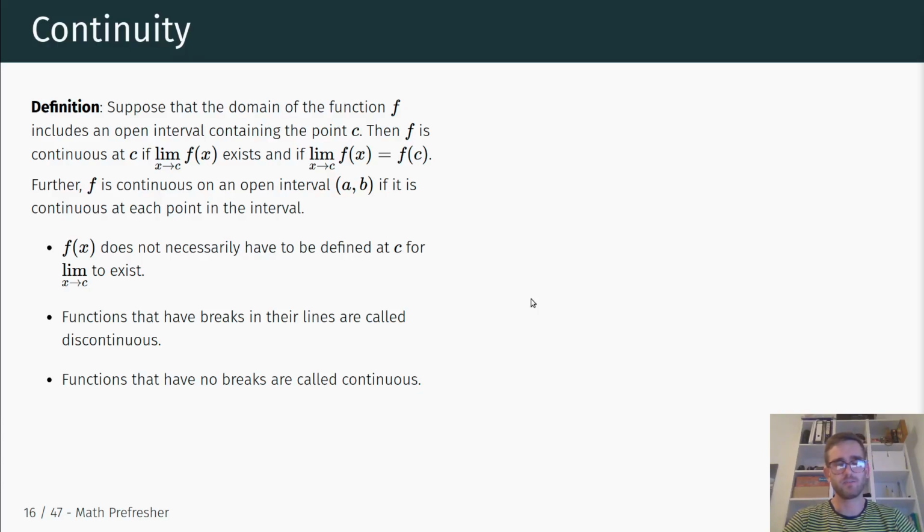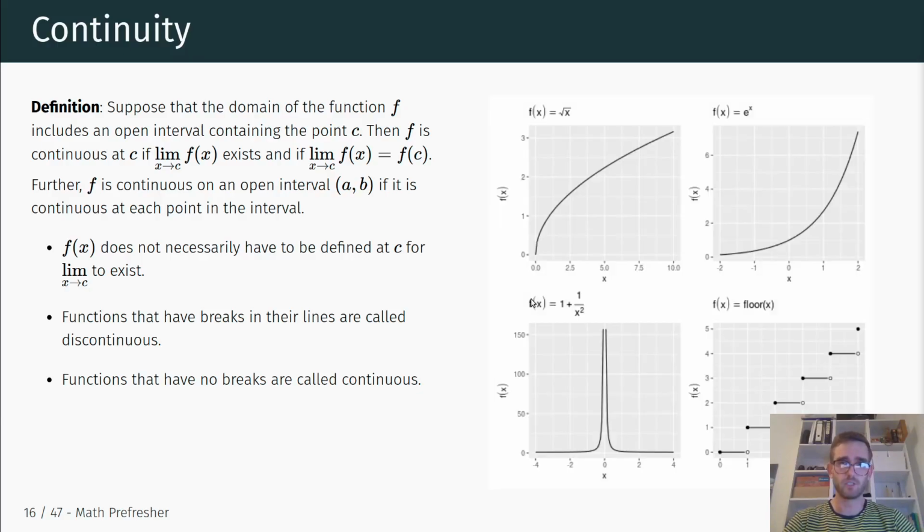So to describe this more intuitively, we can say that functions that have breaks in their lines are called discontinuous, and functions that have no breaks are called continuous, because as soon as they have a break in the line, then this mathematical definition based on the limit being equal to the function value does not hold anymore. And just to show you examples of where this holds and where this doesn't hold, the two functions on top here, f of x equals square root of x and f of x equals e to the power of x, those are continuous functions.